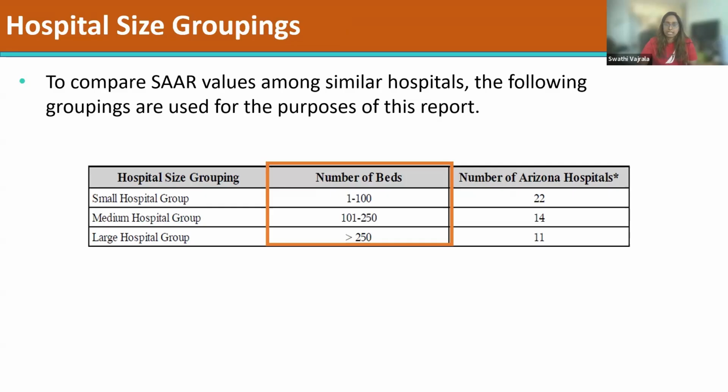And we did hospital size groupings as well. To compare the SAR values among similar hospitals, the following groupings are used for the purpose of this report. If the number of beds is 1 to 100, we categorize them into the small hospital group. If it is 101 to 250 beds, then it falls under the medium hospital group. And if it is greater than 250, then it is the large hospital group. Also, in the last column on the right, you can see the number of hospitals that fall under each category.